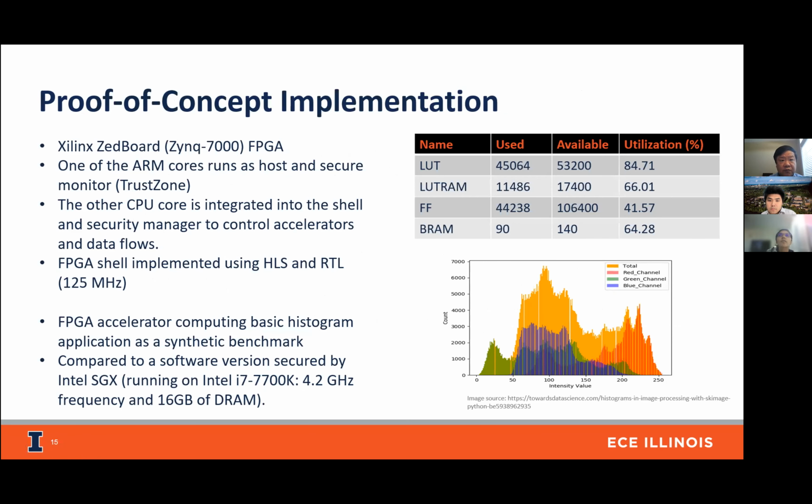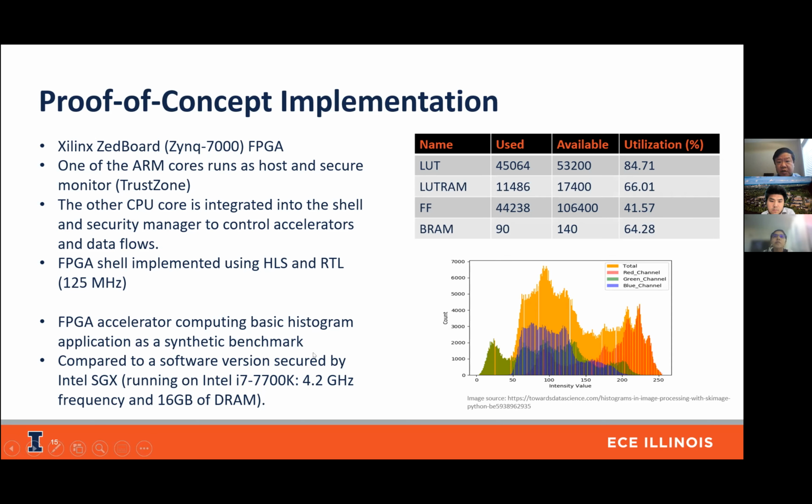So we provided a proof of concept implementation, implemented on a real board. That is that board. It has 2 ARM cores. One of the ARM cores runs as host and secure monitor. The other CPU core is integrated into the shell and the security manager to control accelerator data flows. We used HLS together with RTL to produce the final design.